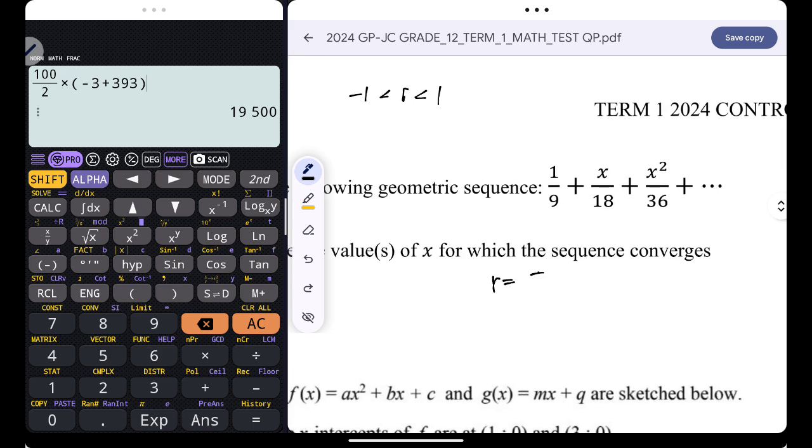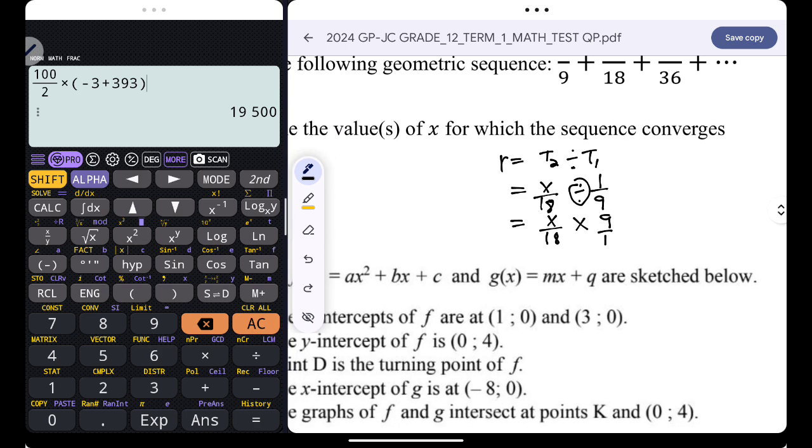r is simply t2 divided by t1. That's x over 18 divided by 1 over 9, right? I can change this to be x over 18 multiplied by 9 over 1. Whenever you change from division sign to multiplication, you must always flip the number on the right hand side around. You will simply be left with r being equals to x over 2.